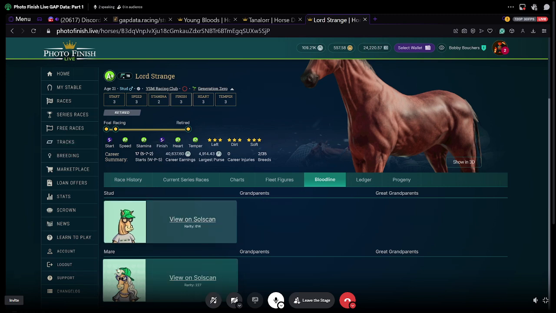Based on this, these 2 guys were super matched up. When they made their very first horse, Lord Strange, this pairing is why they got 9 stars here. That's why they got 17 out of 18 up here. And so that's what matches means.